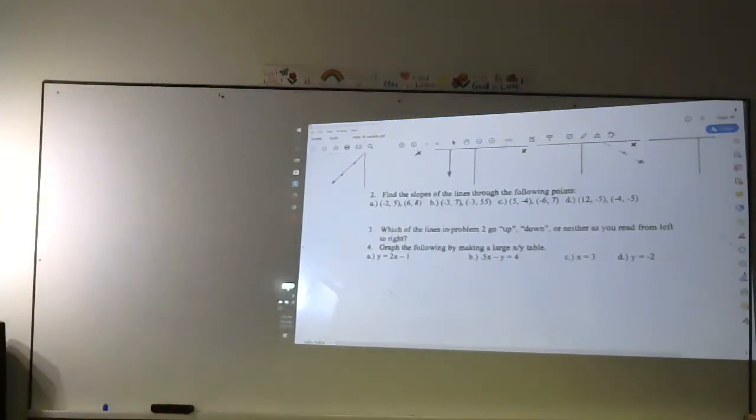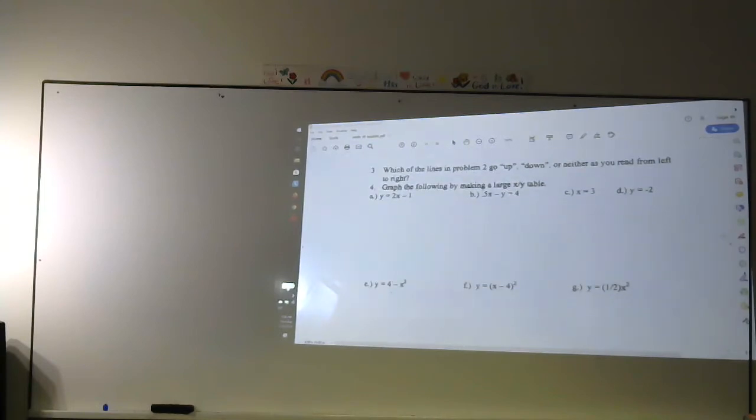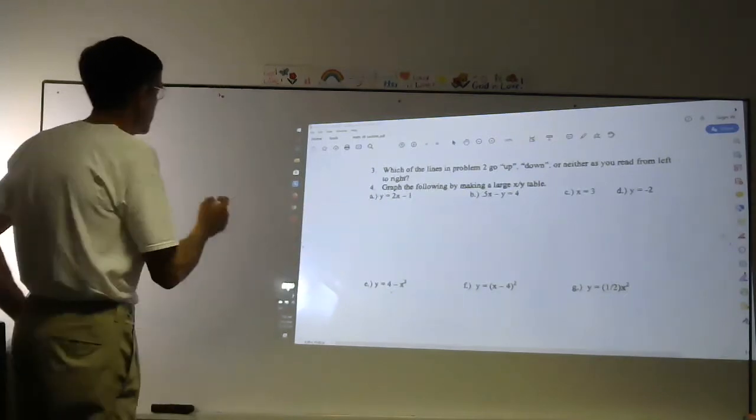Now let's talk about graphing. I've included graph paper here. You'll have graph paper to work these out, okay? And I will do my best to go through and show you the ways you ought to do these problems. I want you to graph these by making an XY table, okay?